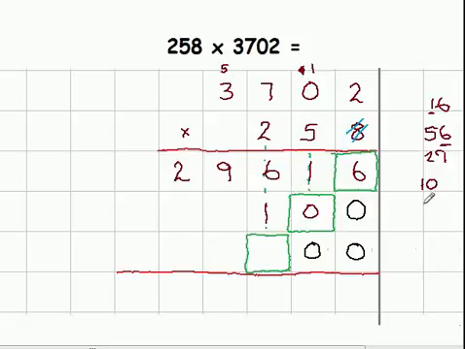5 times 7 is 35. So the 5 goes in the answer box and the 3 gets carried up. 5 times 3 is 15, plus 3 is 18. And I can see that I've run out of things to multiply, so I just put the 1 and the 8 in those boxes there. And I've finished with the 5. So now I'll move on to the 2.